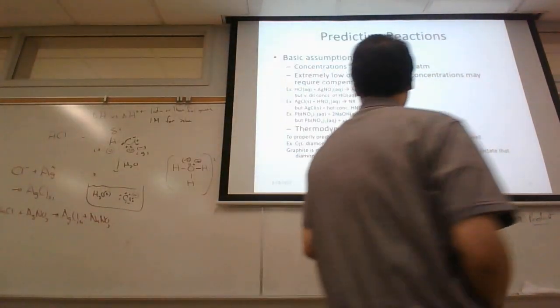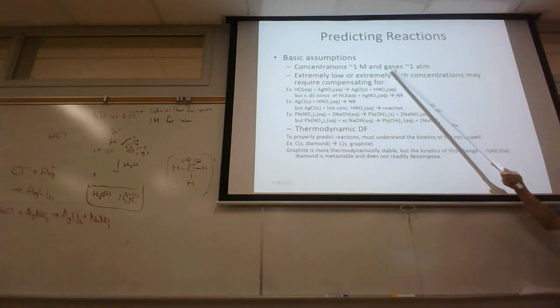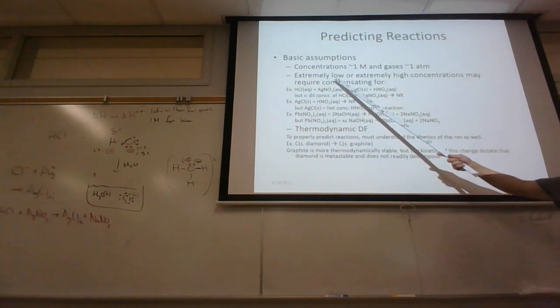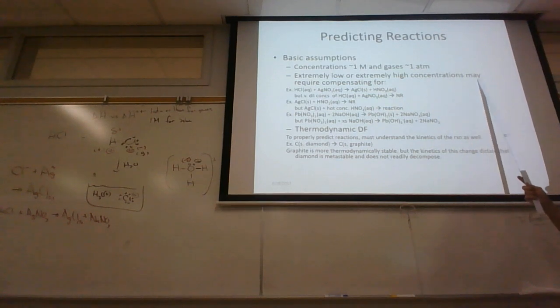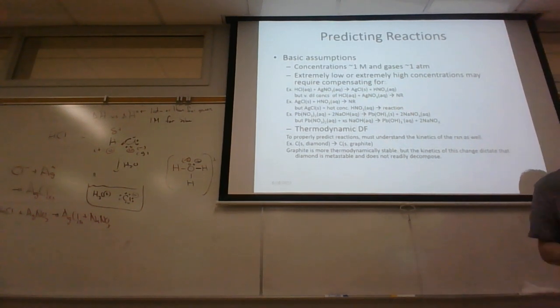So the first thing is I want to set the conditions to standard thermodynamic, or close to it. It doesn't have to be perfect, just close to it. The reason is because extremely low or extremely high concentrations may require compensating for thermodynamically. So I could drink HCl as long as it's like micromolar concentration or something, right? I could drink it without having to worry about it. In fact, your stomach has more.